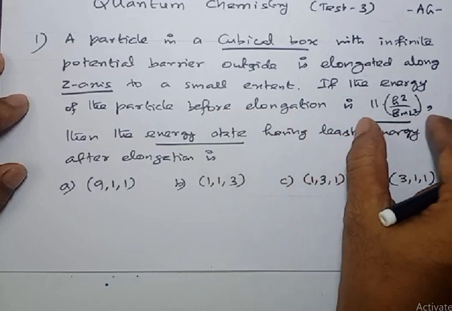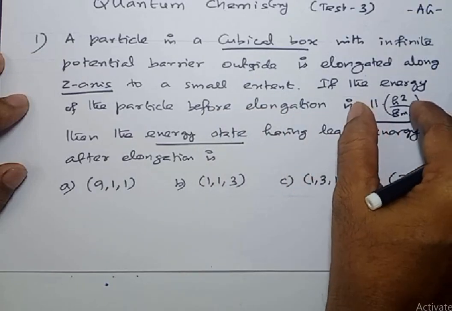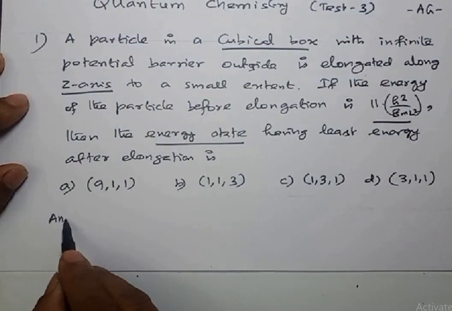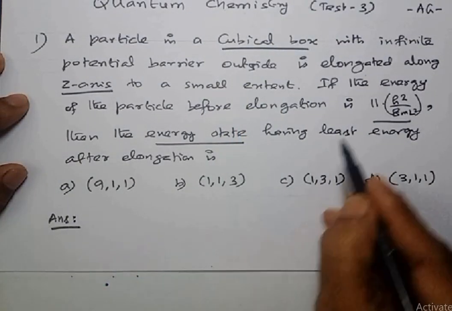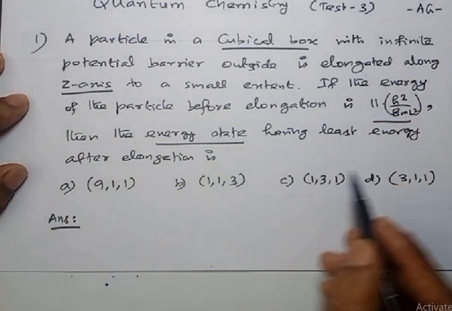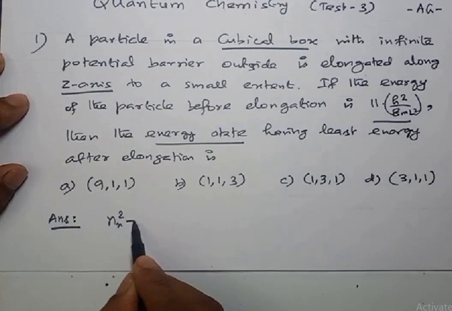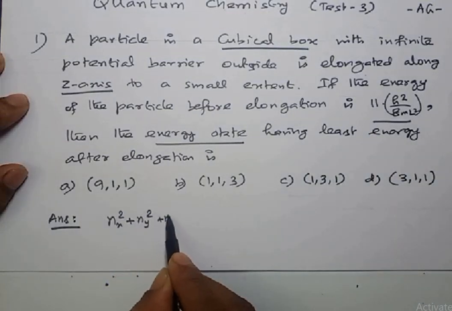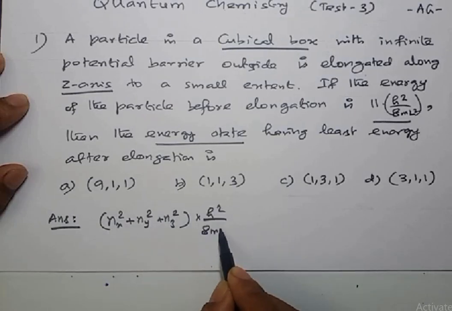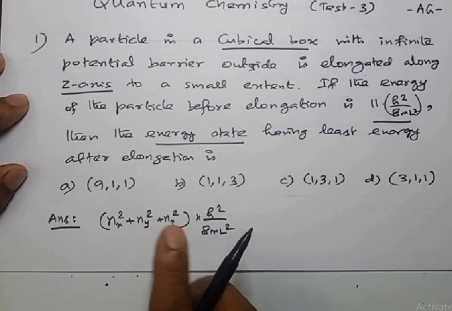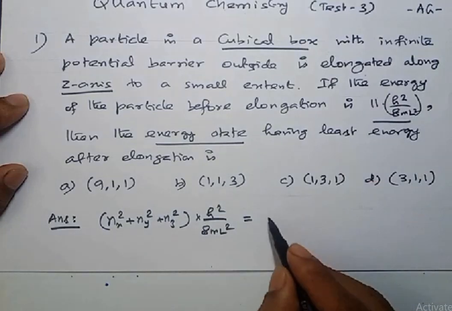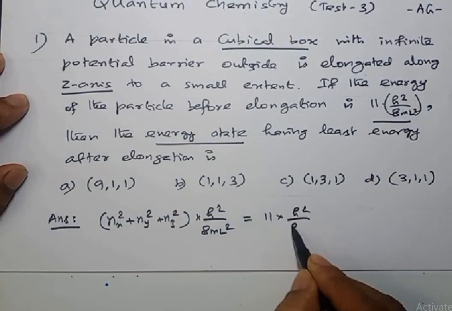Before elongation, this is the energy of the particle. For this energy level, what are the states available? First, we should find out that. So we'll discuss the answer here. First, for this 11h square by 8ml square, what is the degeneracy possible? You know very well, this is nothing but nx square plus ny square plus nz square into h square by 8ml square. This is the energy formula for a perfect cubical box, and the energy is given here as 11 times h square by 8ml square.